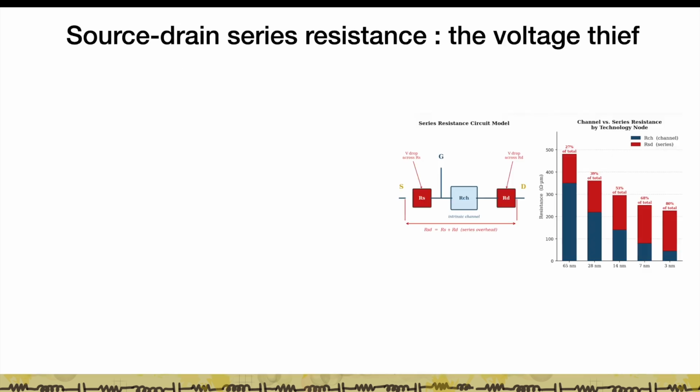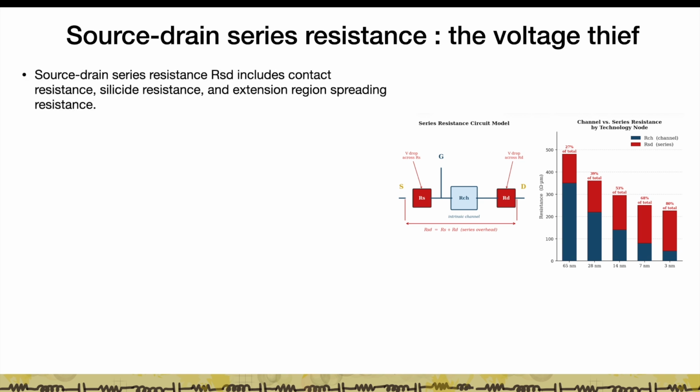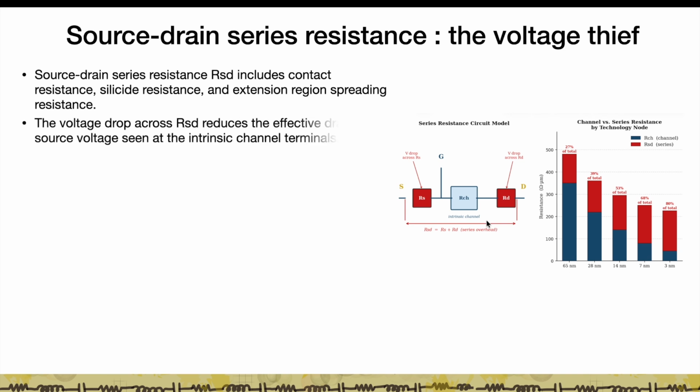Now, series resistance is the most direct parasitic penalty. Current flows from your supply rail into the transistor terminal, through the metal contact, through the silicide, through the source extension region, and finally into the intrinsic channel. Every one of those transitions has resistance, and they're all in series. The combined source plus drain series resistance, RSD, acts as a voltage divider. The voltage drop across RSD is simply the drive current times RSD.